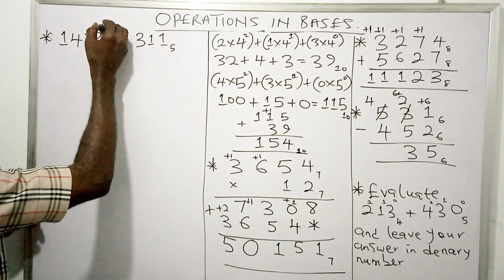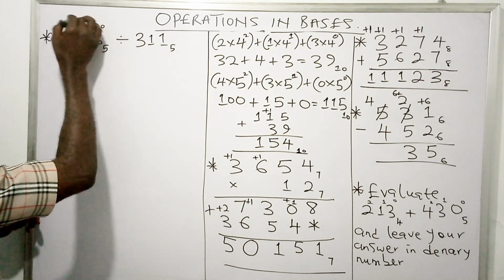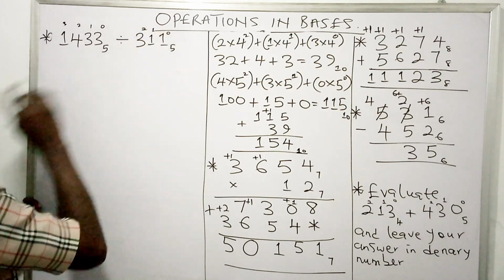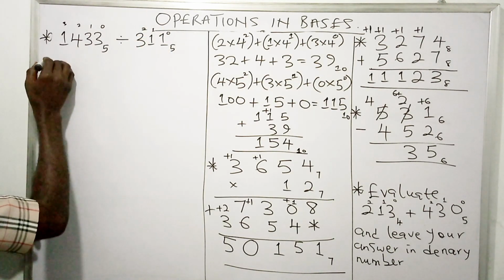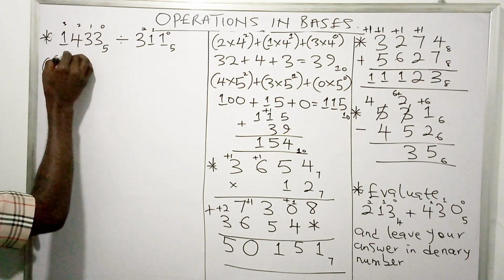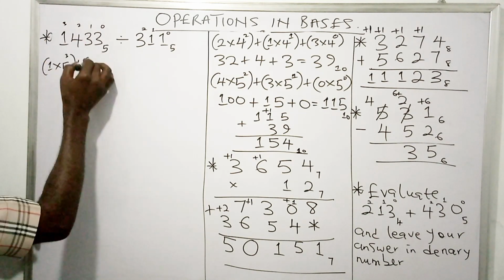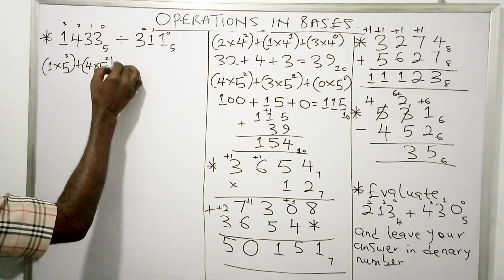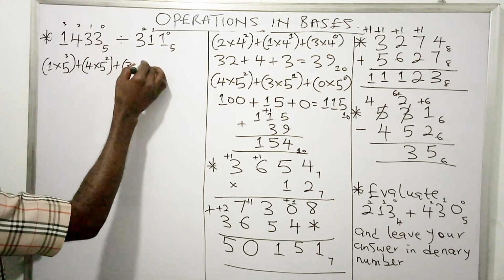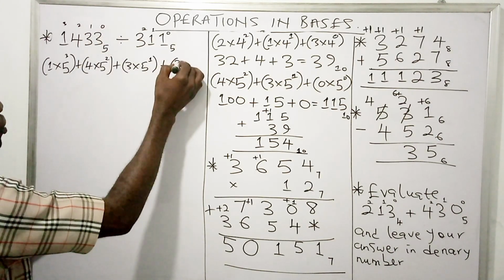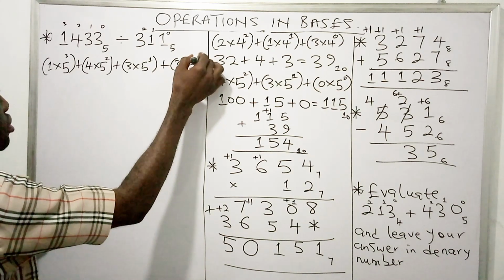So here again, the power here is 0, yes 1, yes 2, yes 3. The power here is 0, yes 1, the power here is 2. So now let's change it to base 10 first. That'll give us 1 times the base 5 raised to the power 3. The next number is 4 times the base 5 raised to the power 2. The next is 3 times the base 5 raised to the power 1. And the other one there is also 3 times 5 to the power 0.